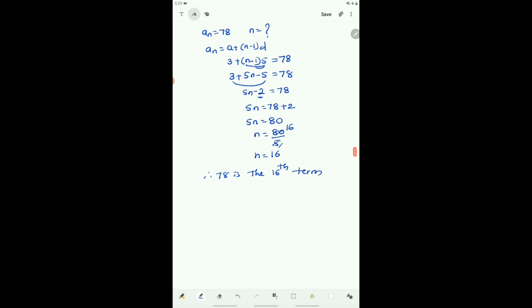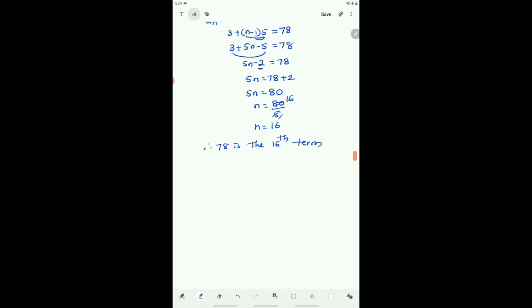5n is equal to 78 plus 2. 5n is equal to 80. So, n is equal to 80 by 5. N is equal to 16, since 5 16s are 80. Therefore, 78 is the 16th term. Then you take the fifth question.